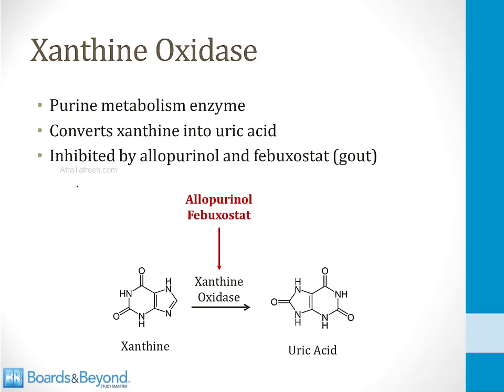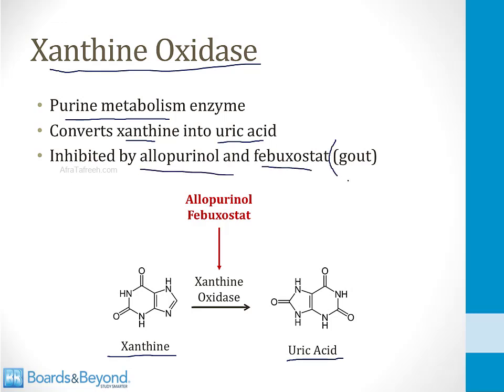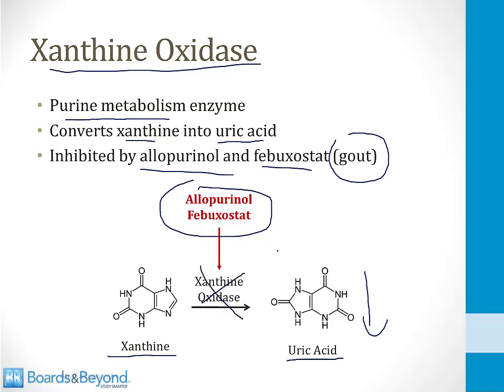There is an enzyme in the body that's very important for the metabolism of 6-MP and azathioprine, and that enzyme is called xanthine oxidase. This is a purine metabolism enzyme that converts xanthine into uric acid. Shown at the bottom left side of the screen is the structure of xanthine. It's converted by this enzyme into uric acid. This enzyme is inhibited by allopurinol and febuxostat, both of which are used for gout. In gout, you want to decrease uric acid levels so using these two drugs to inhibit xanthine oxidase is beneficial.